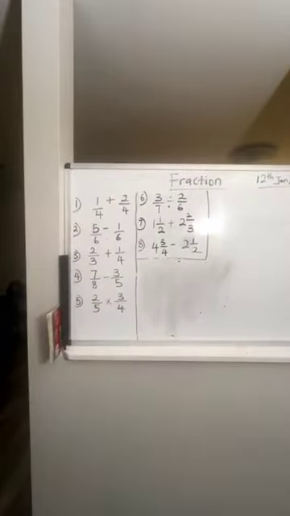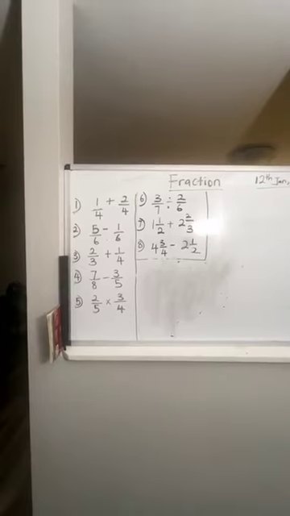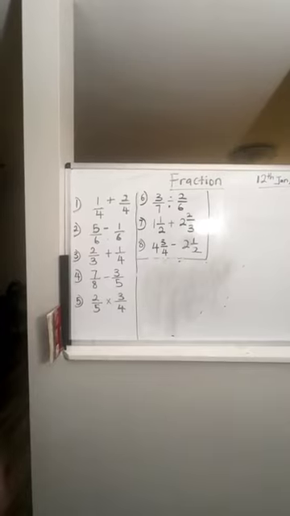Now, let's progress to number 7, where we have 1 whole number 1 over 2 plus 2 whole number 2 over 3. How do we do that? We are going to convert to improper fraction. We have to convert to improper fraction. This is where it gets tricky a little bit.